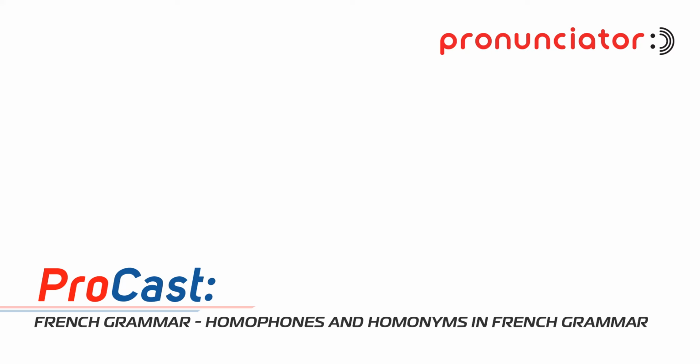Ou, without the accent, simply means or in English, offering a choice between two options. So you might say, voulez-vous du café ou du thé? Meaning, would you like coffee or tea? Okay, so ou is for choices. But what about où with that sneaky little accent mark? Où, with the accent, means where, asking for location.